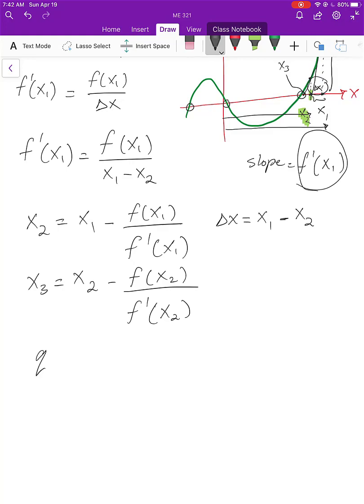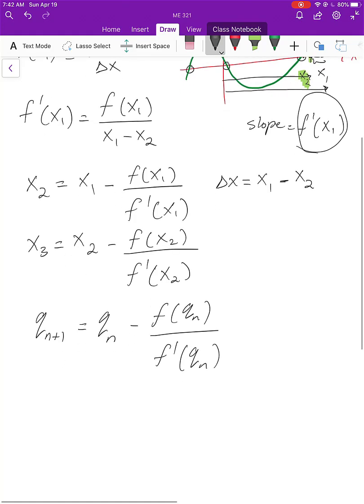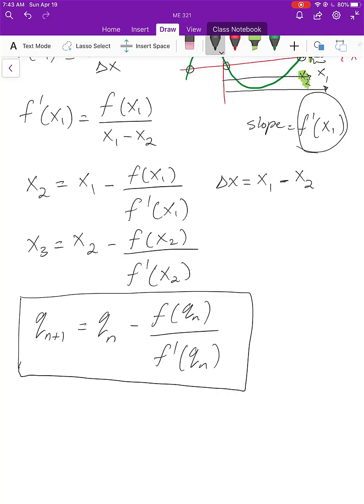So the most generic form in which we can rewrite this equation, the Newton-Raphson method, will be q of n plus 1 is equal to q of n minus f of q of n divided by f prime of q of n. So this is the scalar form. That means that we have one equation and we're trying to find the roots for it.